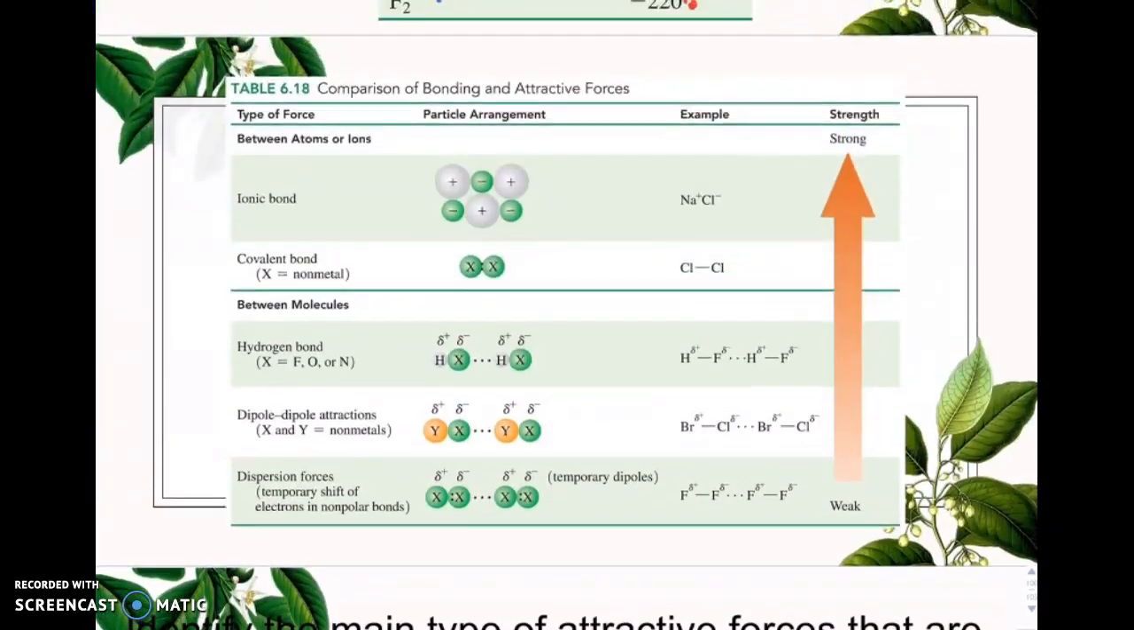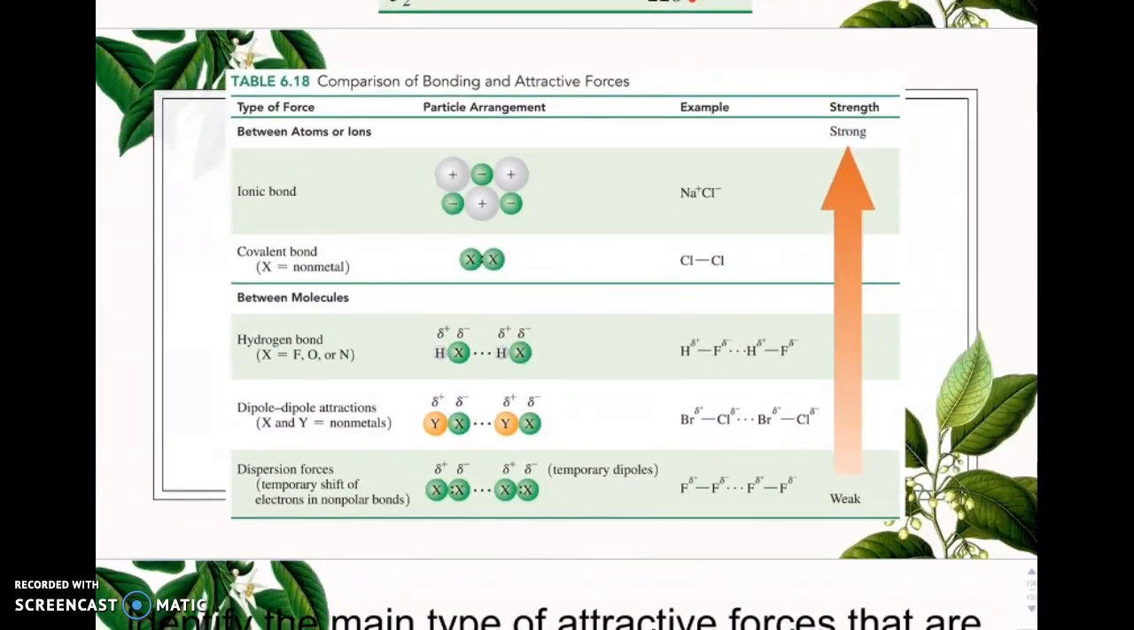Here's a nice little diagram that the textbook gives us, table 6.18, giving us the strength of these attractive forces. Note that covalent bonds themselves are a lot weaker than ionic bonds. We can think about that too. If you heat up sugar, which is covalent, it melts. But if you heat up salt, it doesn't melt. So that's something you can remember about the strength of those.